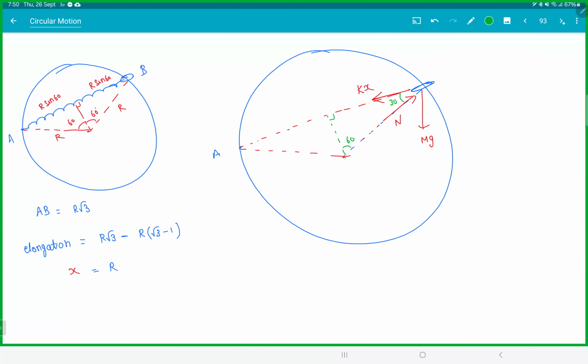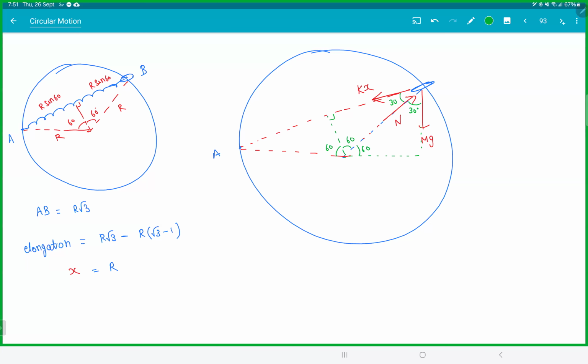No, this I'm not interested. So that is 60, 30. That is 60. This is 60. So this also has to be 60. Total 180 horizontally. So this also is 30.